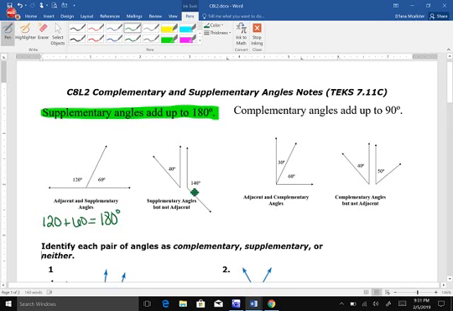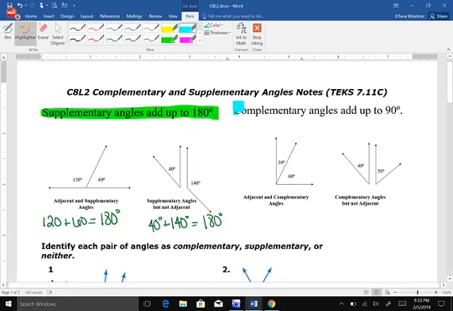The next set of angles, although they are not next to each other, let's see if they still add to 180 degrees. You have 40 degrees plus 140 degrees. These also add to 180 degrees. This does make them supplementary angles.